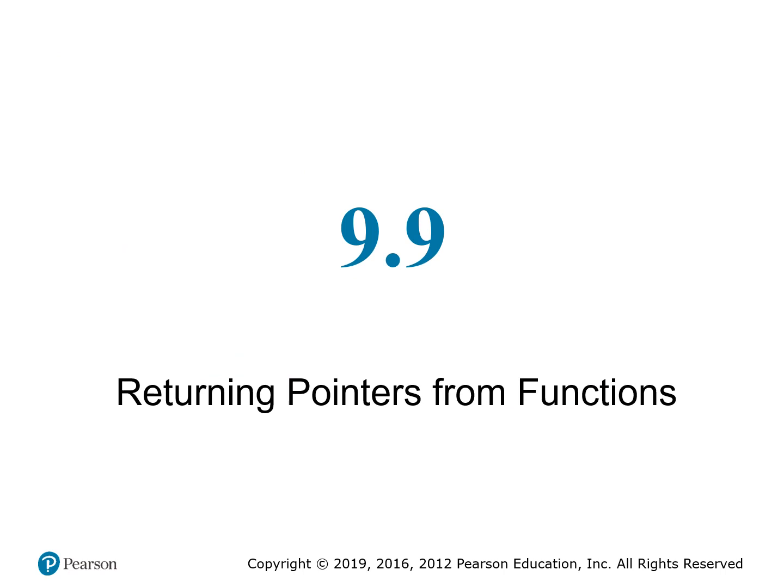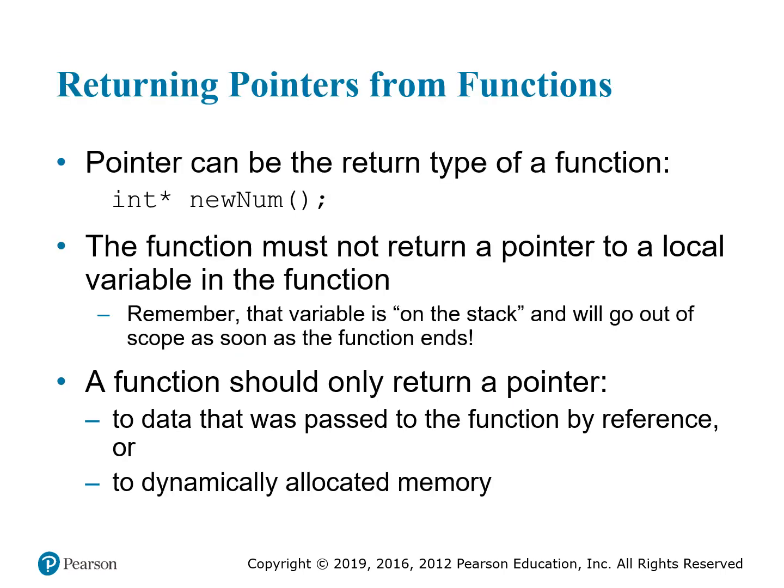Okay. Couple of other interesting notes here. You can return pointers from functions. So a function can return, instead of an int, it can return an int star. The function cannot return a pointer to a local variable in the function, however. Okay, remember that variable is on the stack and will go out of scope as soon as the function ends. It gets popped off the stack, it doesn't exist anymore. So your pointer would be pointing to something that isn't there.